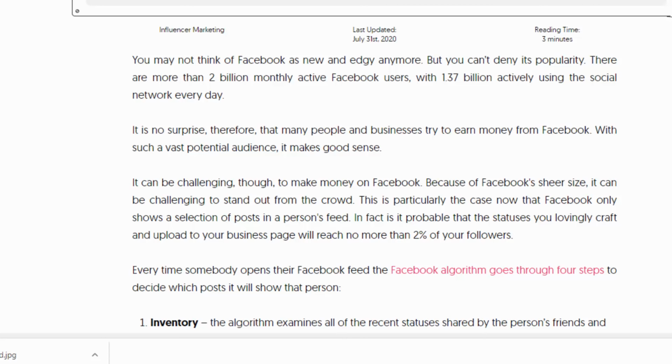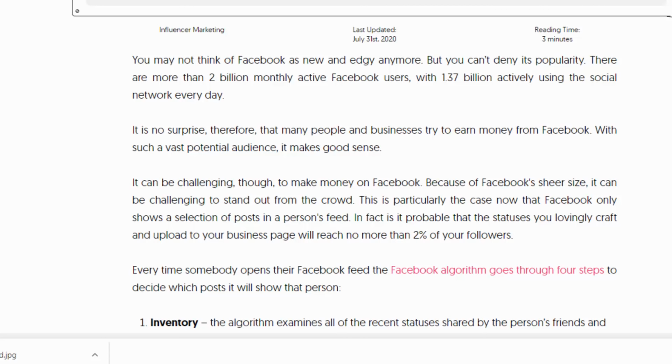You may not think of Facebook as new and edgy anymore, but you cannot deny its popularity. There are more than 2 billion monthly active Facebook users, with 1.37 billion of them using this social network every day. It is not surprising, therefore, that many people in business try to earn money from Facebook. With such a vast potential audience, it makes good sense.